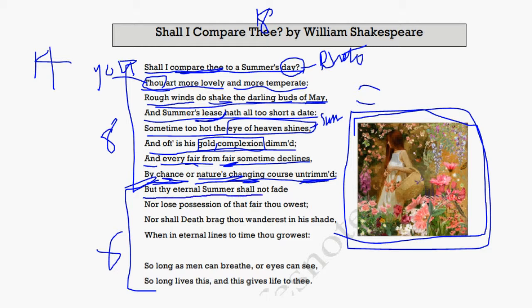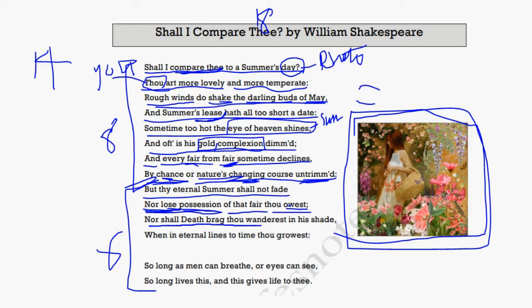But thy eternal summer shall not fade, nor lose possession of that fair thou owest. Shakespeare wants to say that his friend's beauty will never fade away. So he said, but thy eternal summer shall not fade, nor lose possession of that fair thou owest. Owest means possession.